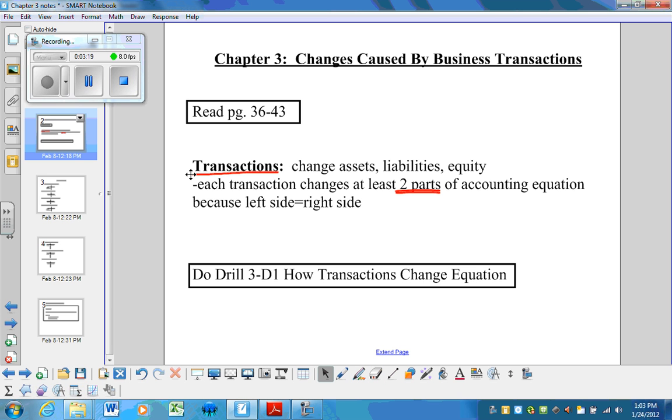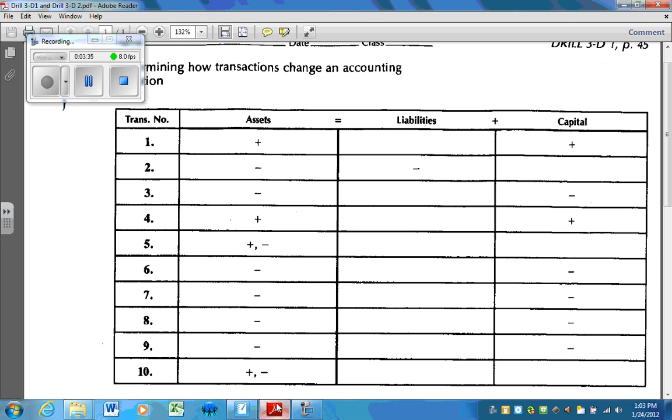Okay, so just to practice a few little transactions here, turn to 3D1 in your workbook, which is going to be on page 17, and the instructions on page 45 of your textbook. I'm going to bring up what your answer key is going to look like. So this is what you should have in front of you now. It just doesn't have any answers in it.